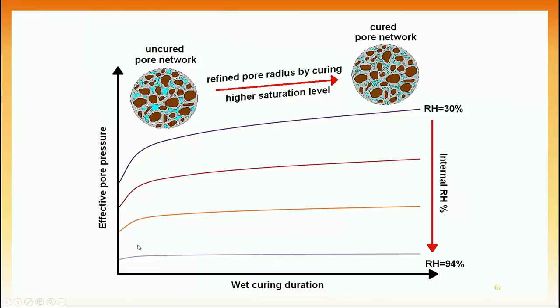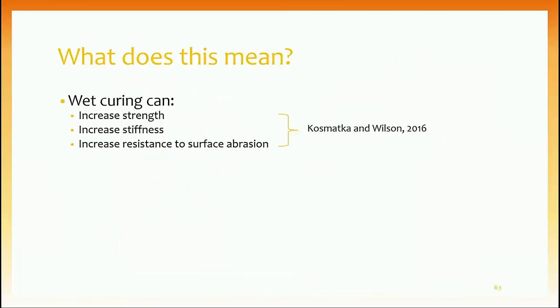So in summary, the samples that are cured longer have a refined pore structure, as you can see here, versus the uncured pore network. They have a higher degree of saturation, and because of that, the effective pore pressure is higher for the samples that are cured longer. This magnitude is larger near the exposed surface, which has lower relative humidity compared to the bottom of the sample, which was sealed and had a higher relative humidity. So what does this mean?